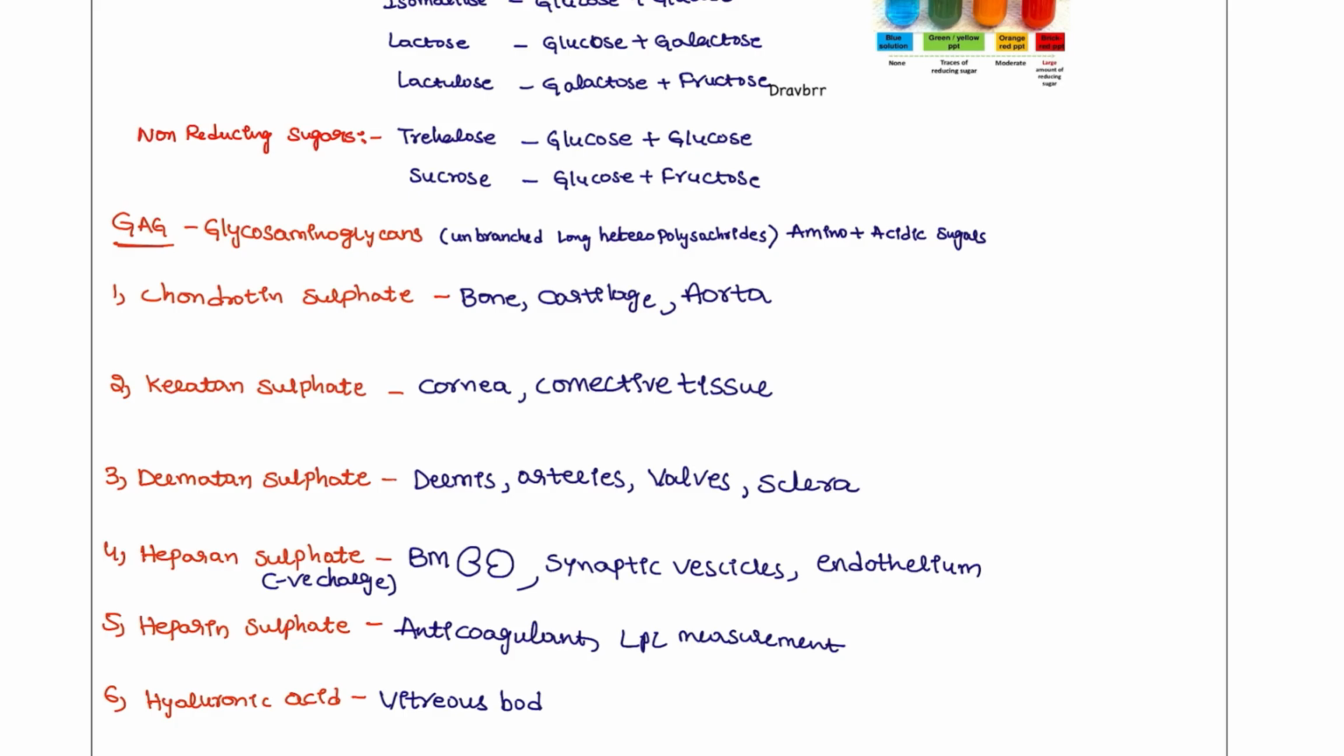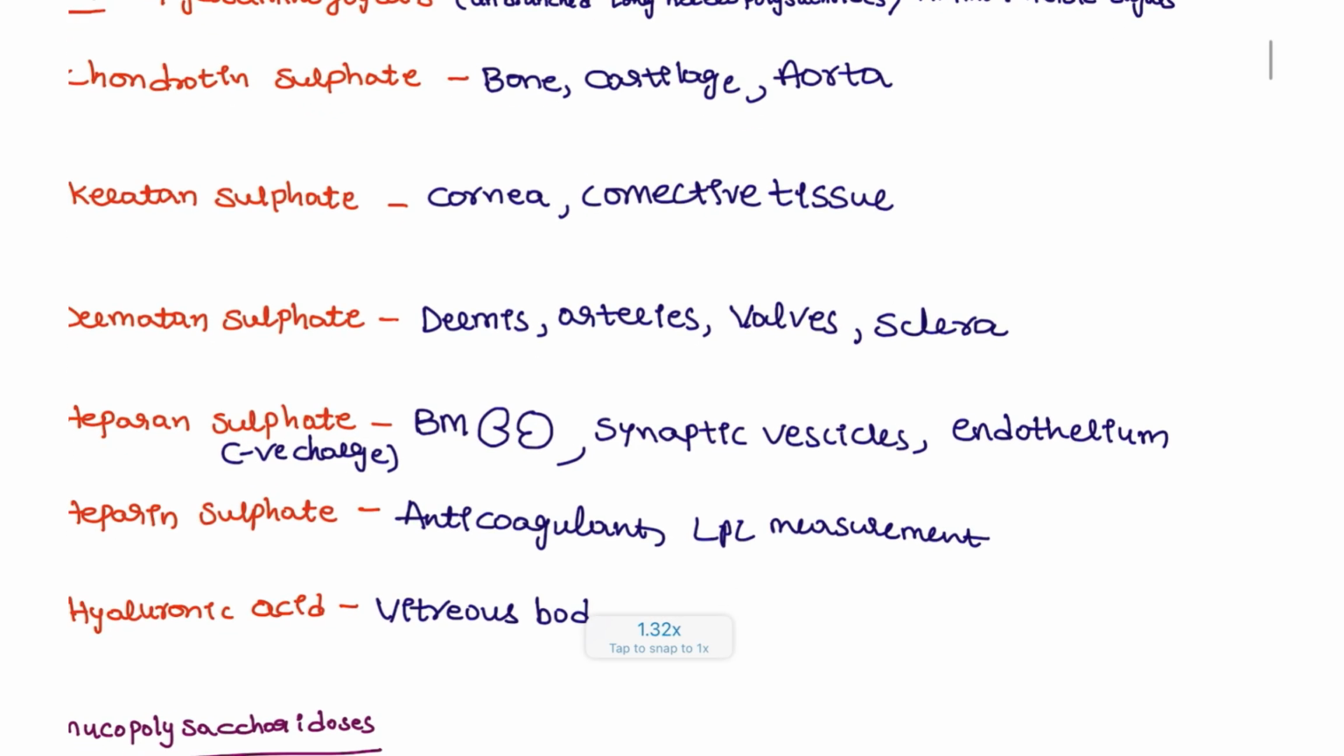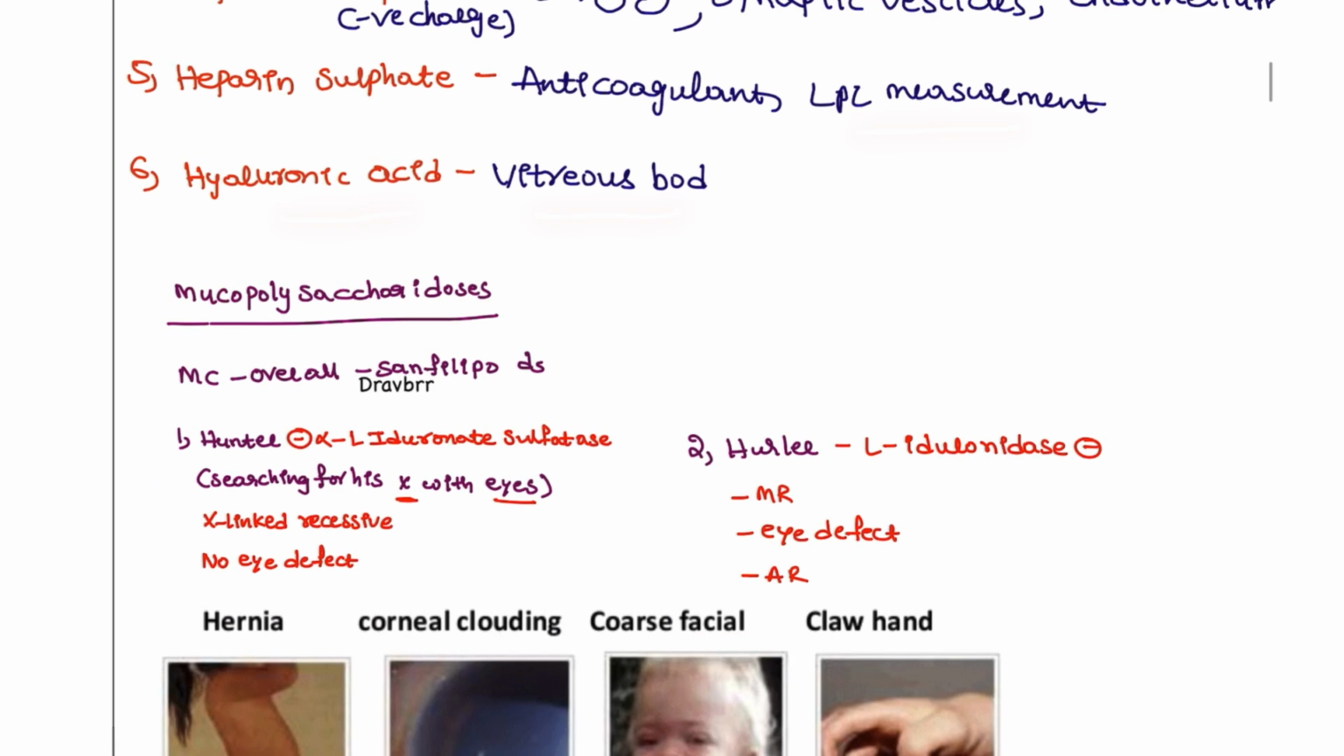Why is it important? Because it contains a negative charge so that it can repel whichever positive charges. Next, synaptic vesicles of the neurotransmitters and endothelium. Heparin sulfate is different. Heparin is the anticoagulant and we also use it for the LPL measurement. Hyaluronic acid is present in the vitreous body.